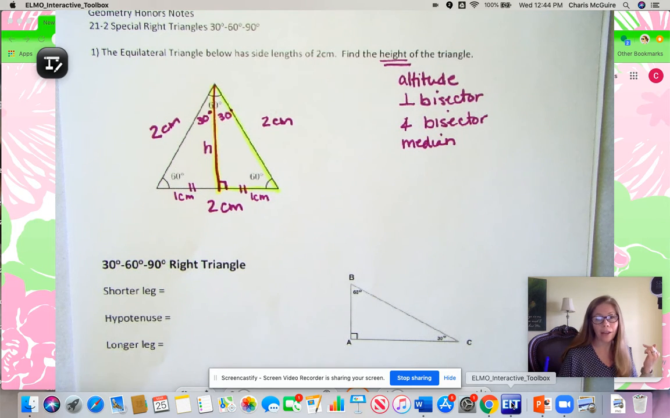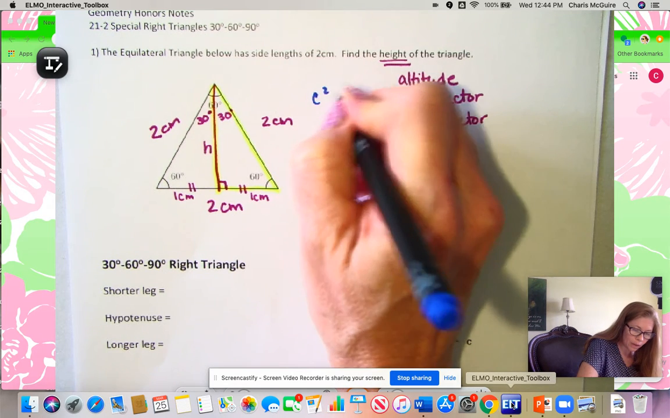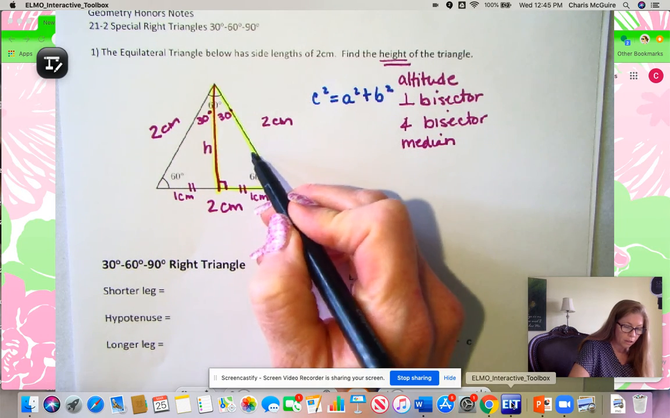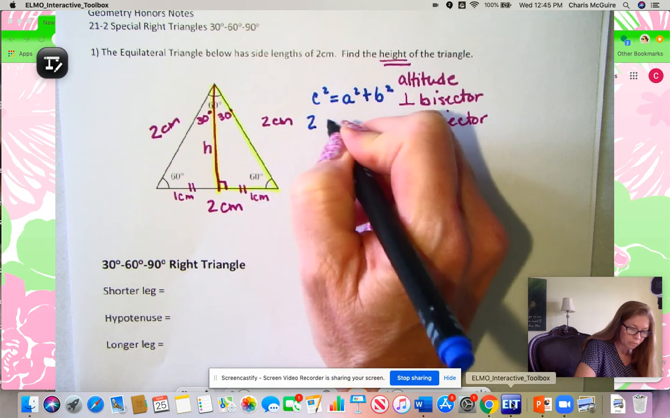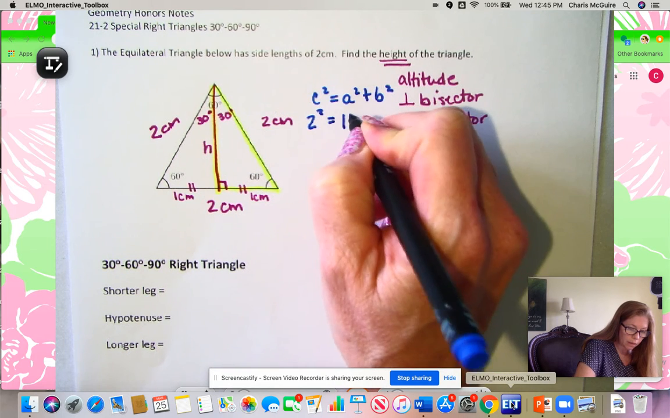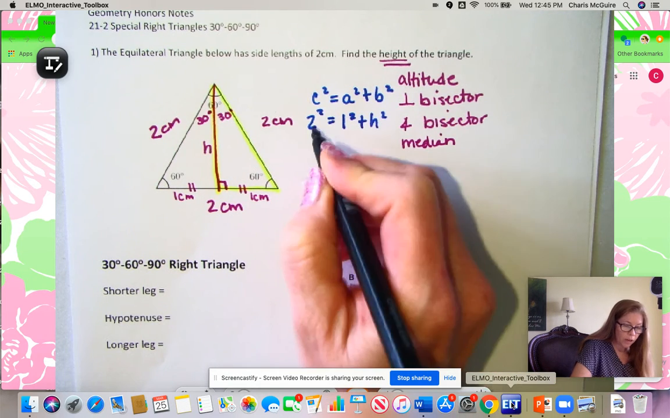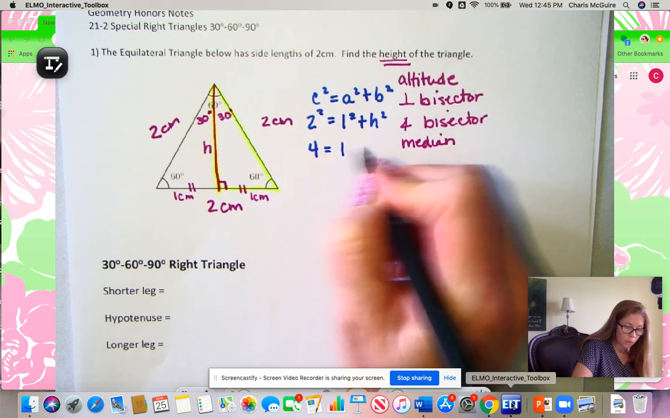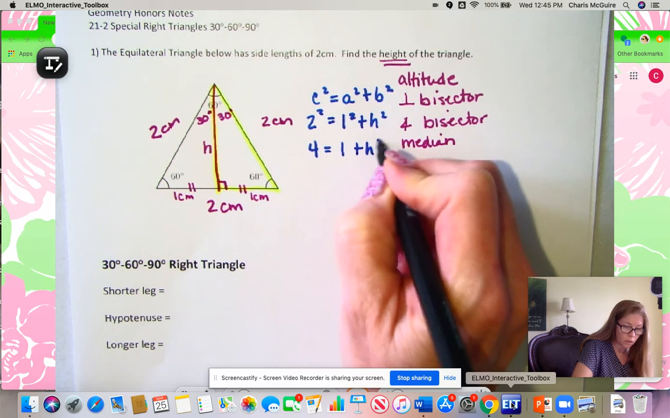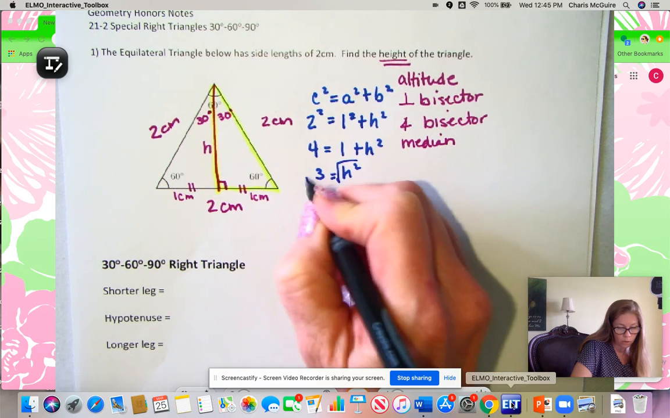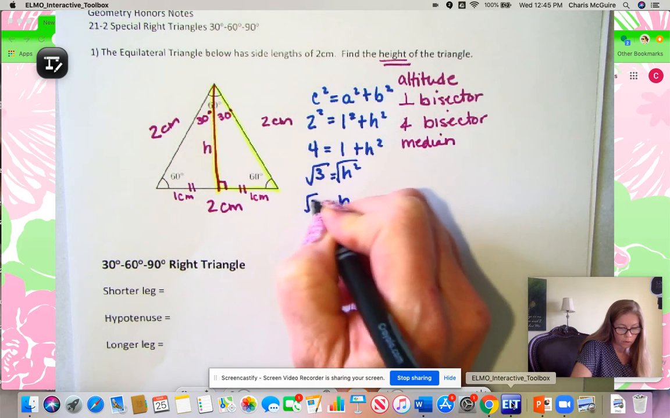So we're going to go ahead and find the height using our good friend Pythagorean theorem. Hopefully that's what you did. So c squared equals a squared plus b squared. Our hypotenuse here is the 2 centimeters. And then we'll put in our a and our b. So we've got 2 squared, which is 4, equals 1 squared, which is 1, plus h squared. So h squared is equal to 3. And taking the square root, h equals the square root of 3.